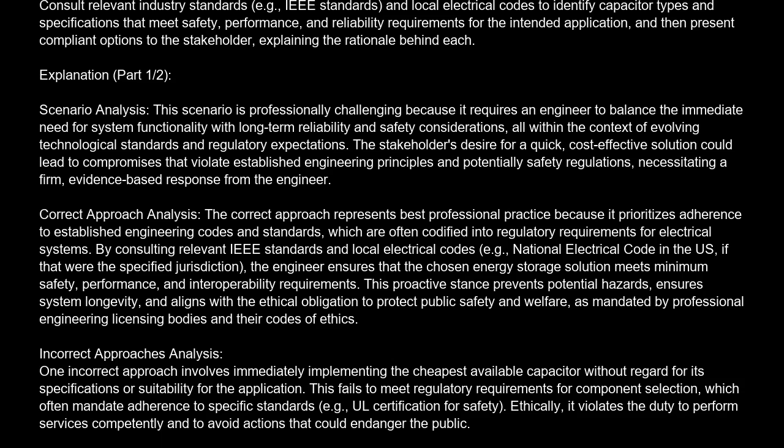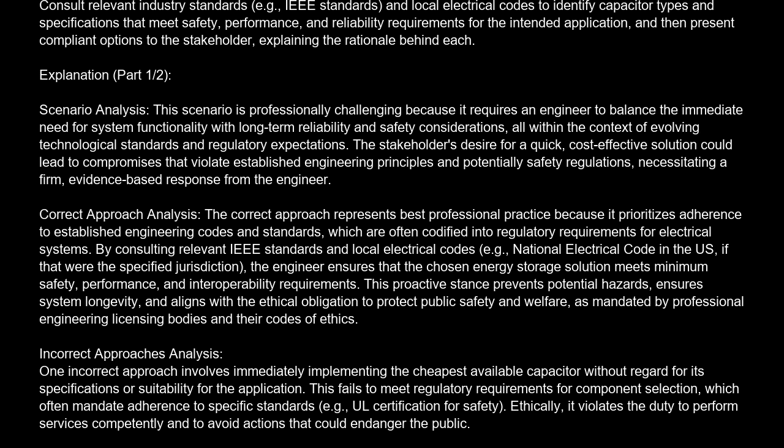The correct answer is A. Consult relevant industry standards, e.g., IEEE standards, and local electrical codes to identify capacitor types and specifications that meet safety, performance, and reliability requirements for the intended application, and then present compliant options to the stakeholder, explaining the rationale behind each.